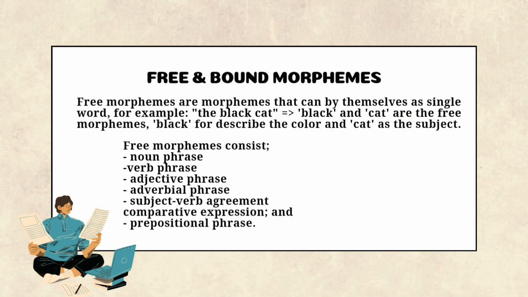There are two types of morphemes. The first one is free morphemes. Free morphemes are morphemes that can stand by themselves as single words. For example, the black cat. Black and cat are free morphemes: black to describe the color and cat as the subject. Free morphemes consist of noun phrase, verb phrase, adjective phrase, adverbial phrase, subject-verb agreement, comparative expression, and prepositional phrase.